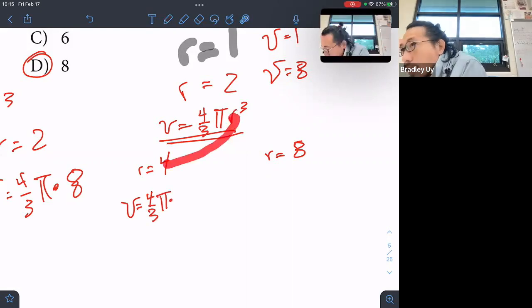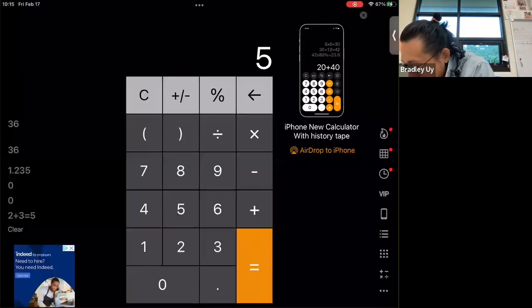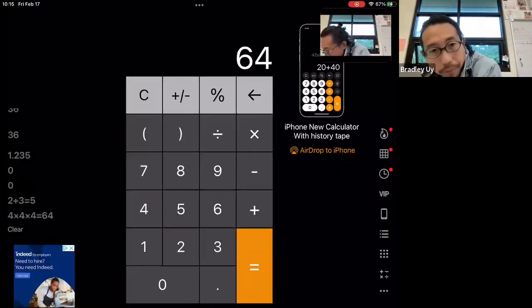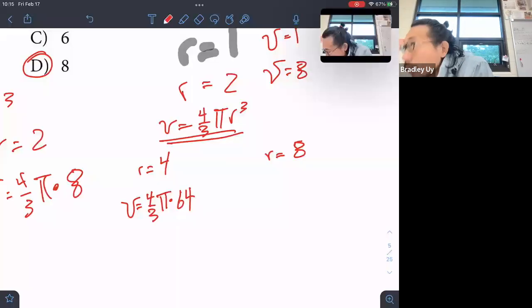Okay, 4 times 4 times 4 is 64. I can double check that. Okay, bring up the calculator. 4 times 4 times 4 equals 64. Okay, so yes, that's 16 times 4.